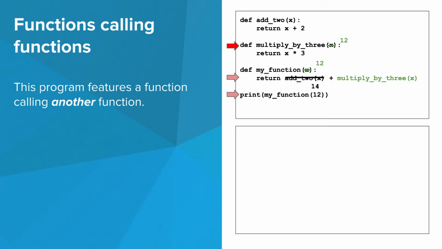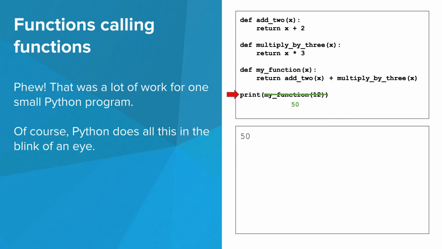I want to point out again that even though all the parameters are called x here, they are actually effectively different variables which could have different values. This return statement simply involves multiplying x by 3, so the result is 36. 36 is what replaces the call to multiply by 3, and now the interpreter can fully evaluate this return statement. It is simply the sum of 14 and 36, or 50. And 50 is what replaces the call to my function and what ultimately gets printed. That was a lot of work for one small Python program. Of course, Python does all this in the blink of an eye.